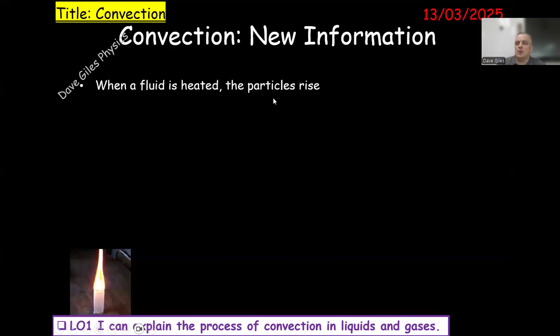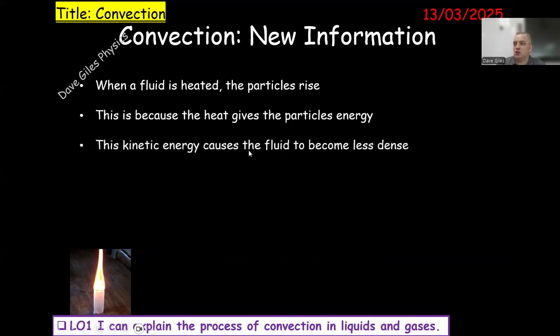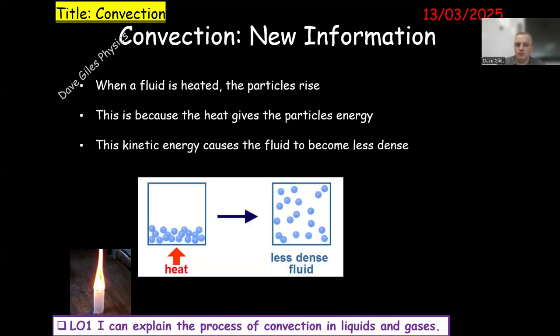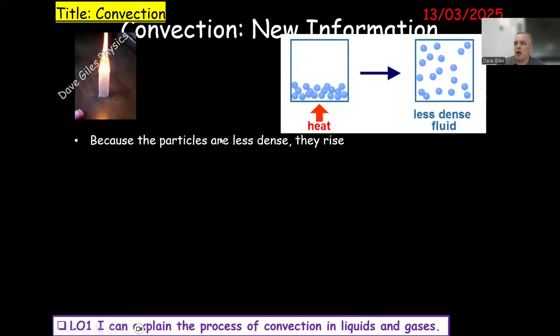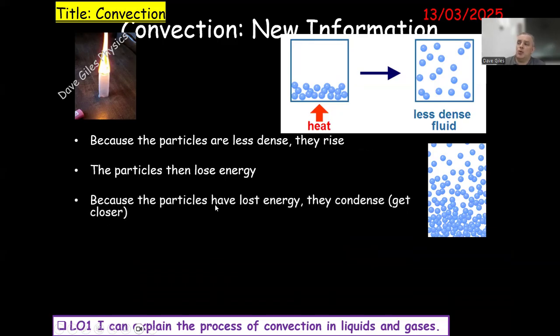So when a fluid is heated, the particles rise. This is because heat gives the particles energy. The kinetic energy causes the fluid to become less dense, like this. Because the fluid is less dense, it rises. But then, when the particles rise, they're no longer receiving the heat. So they lose energy. And because the particles have lost energy, they condense and become closer together. This causes the particles to fall back to Earth, or where the heat source was.